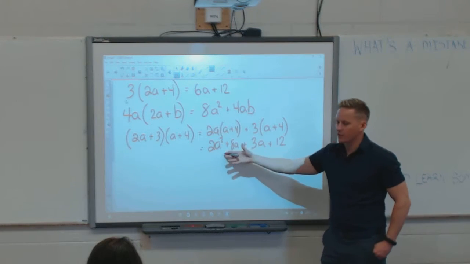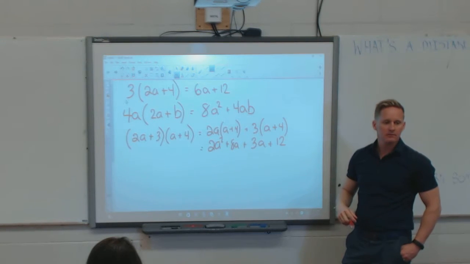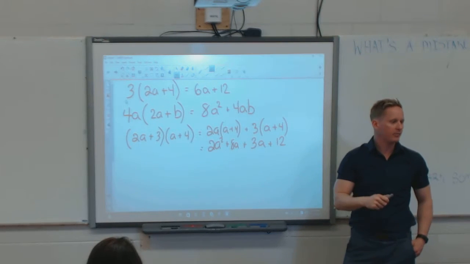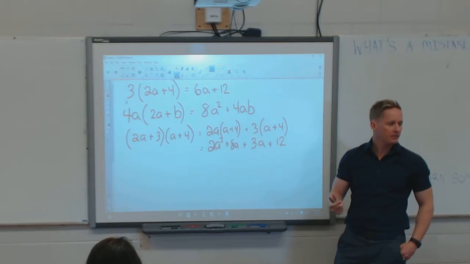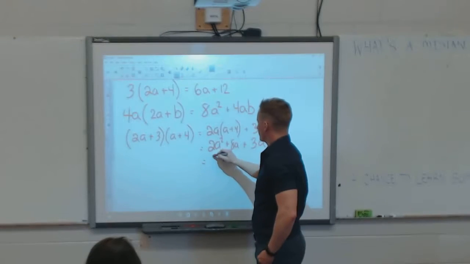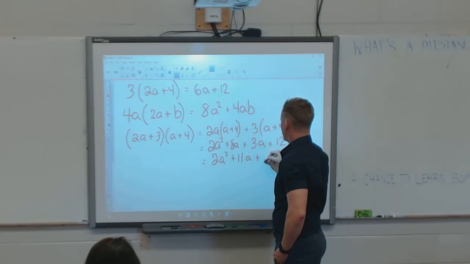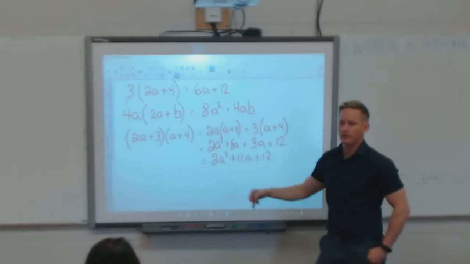Do I have any like terms that I can collect here? 8a and 3a. If I have 8 a's and I add 3 more a's to it, how many a's do I have? 11 a's, right? So I get 2a squared plus 11a add 12. So that's what that is right there.